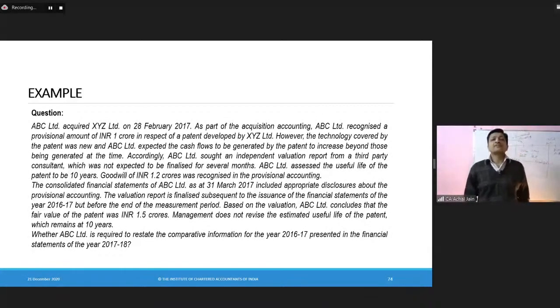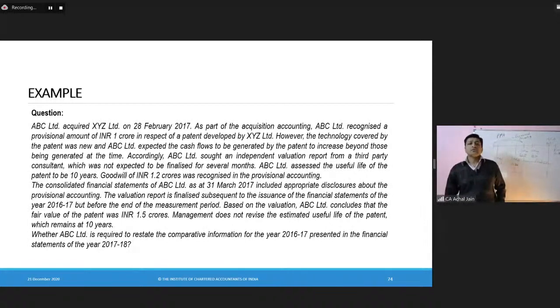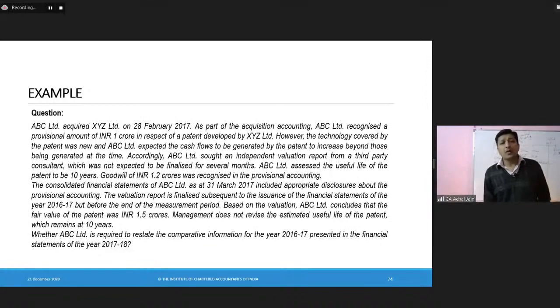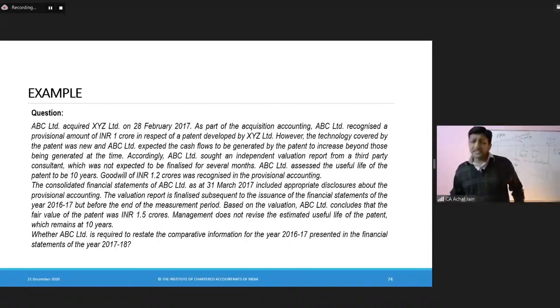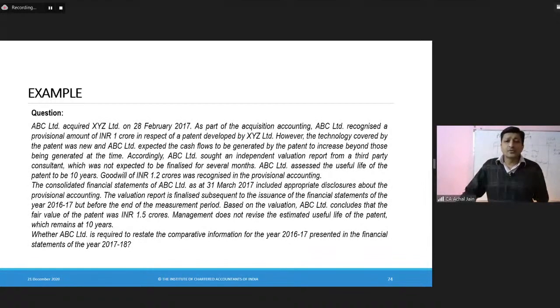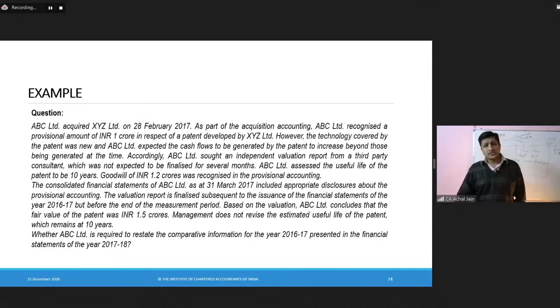ABC Limited acquired XYZ on 28th Feb 2017. As part of the acquisition accounting, ABC recognized a provisional amount of 1 crore in respect of a patent developed by XYZ. However, the technology covered by the patent was new, and ABC expected the cash flows to be generated by the patent to increase beyond those being generated at the time. Accordingly, ABC sought an independent valuation report from a third-party consultant, which was not expected to be finalized for several months. ABC assessed the useful life of the patent of XYZ to be 10 years.